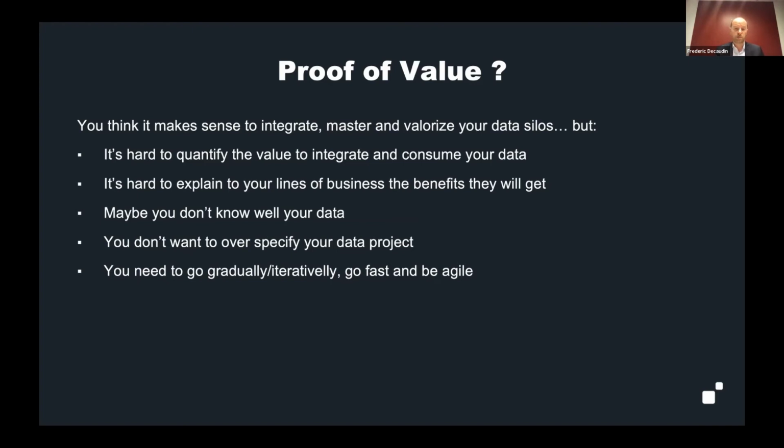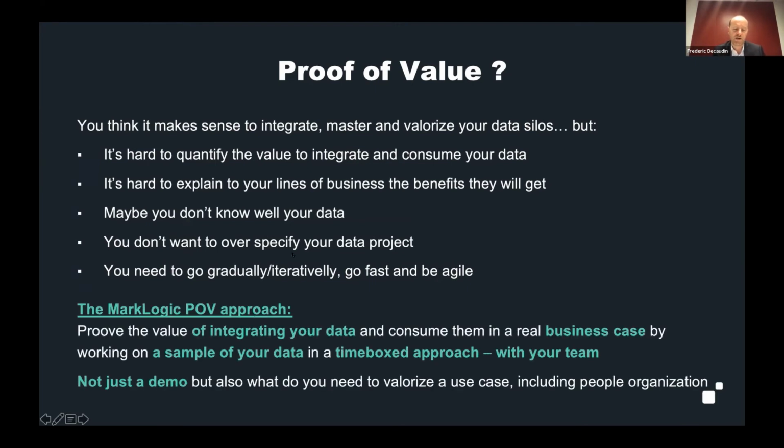And maybe you don't know very well your data, because you know your application, you know where you are storing your customer data, your employee data, your parts data maybe, but not the data in itself. And on the other hand, you don't want to over specify your project, because it takes time, and you want to start fast, to start small, gradually, to improve your MVP step by step, but keep it agile, because things can change between day 1 and day 30, for instance. So this is to answer all these questions that MarkLogic is pushing what we call a POV approach, POV for proof of value.